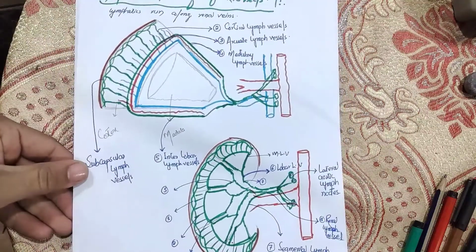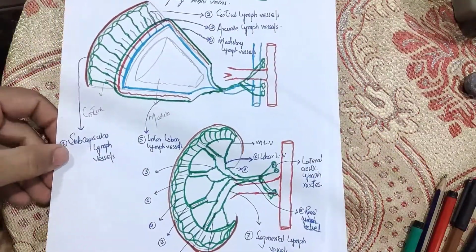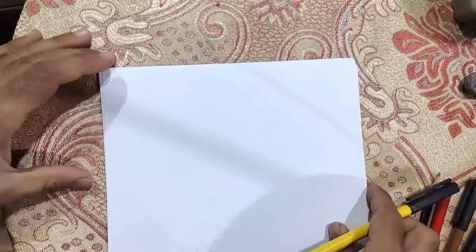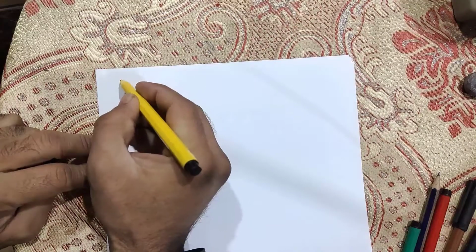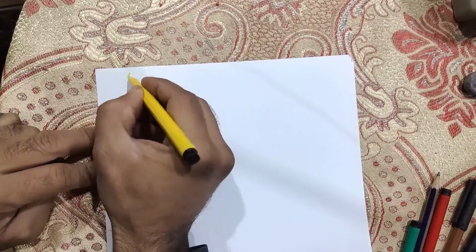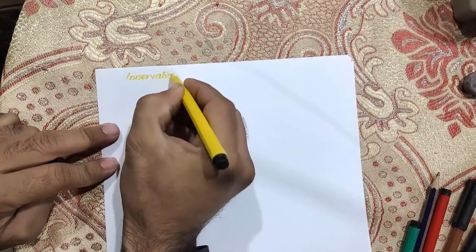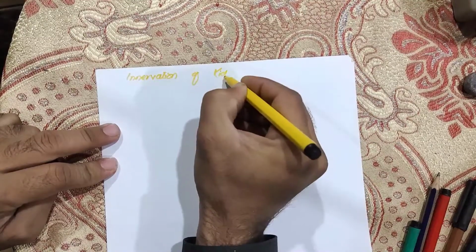Friends, we are discussing the anatomy of the human urinary system. In our previous lecture, we covered the lymphatic drainage of the kidney. I hope you have understood that. Now in this lecture we are going to discuss the innervation of the kidney. So let us discuss innervation of the kidney. Right, friends.